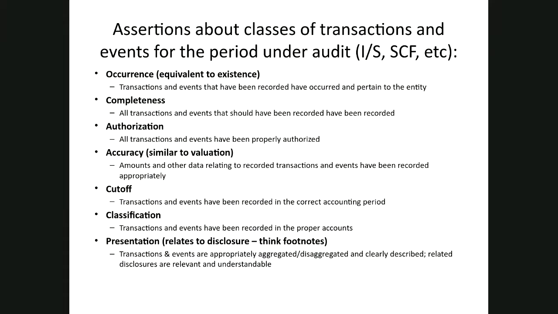Occurrence is just making sure things exist. Transactions and events during the period that have been recorded did occur and they pertain to the entity. So once again, it's looking at things that have been recorded, already in the records, making sure they did actually happen, they do exist. It also has completeness. So again, all the transactions and events that should have been recorded have been recorded.